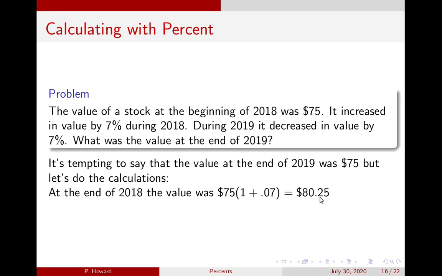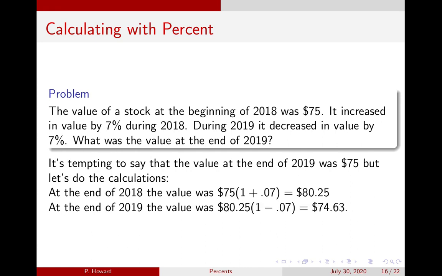Okay, now to calculate the ending value for the year 2019, since there was a decrease of 7%, we're multiplying the starting value, 80.25, by 1 minus 0.07. So at the end of 2019, the value was 80.25 times 1 minus 0.07, 74.63. So the stock did not return to its original value.